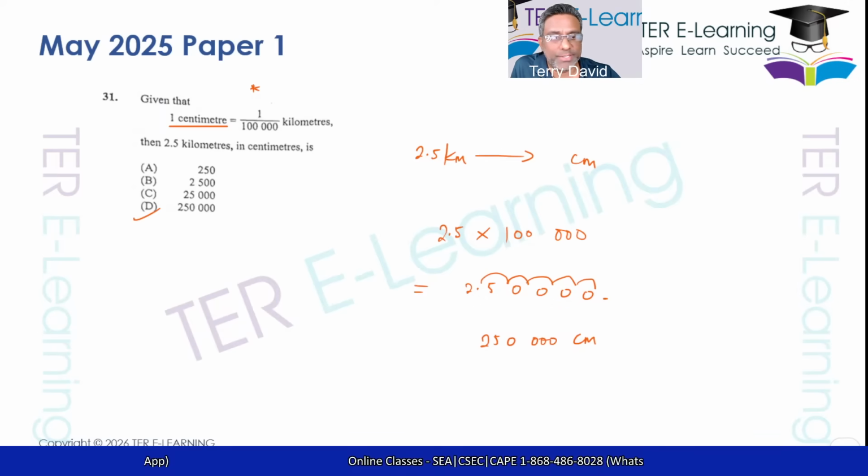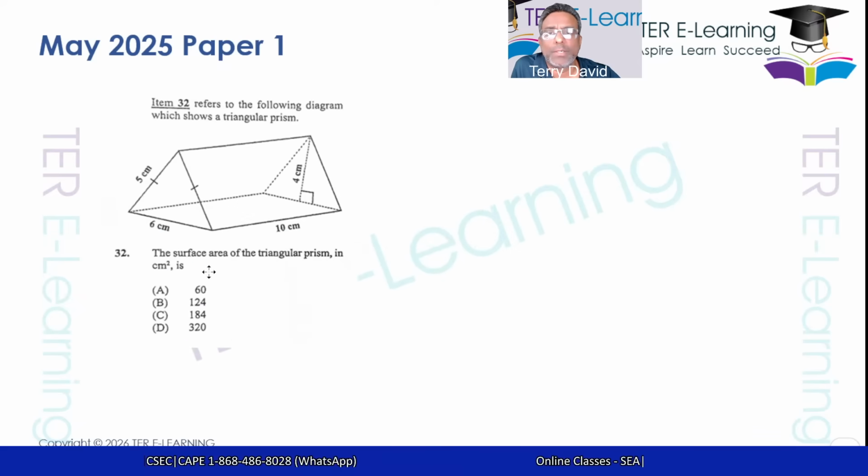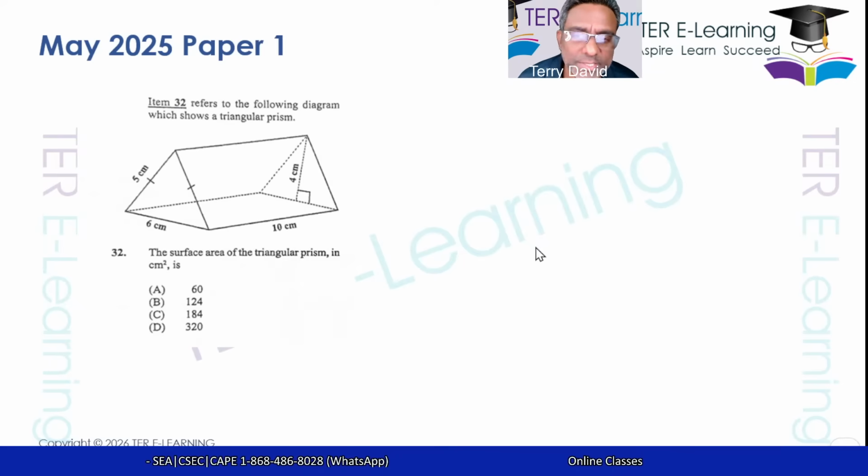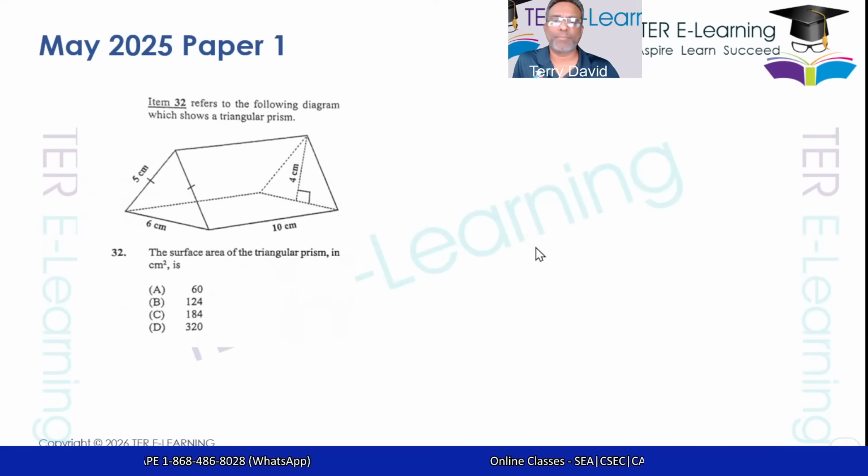All right, question 32. All right, what do we have here? We have a triangular prism, and based on the dimensions there, the triangle is an isosceles triangle. You want to work out the surface area of the triangular prism, right?